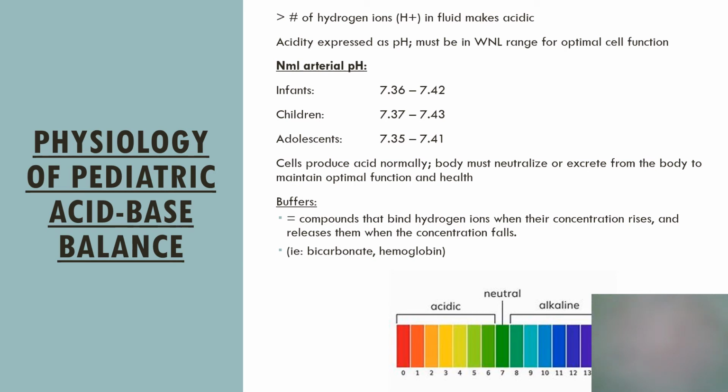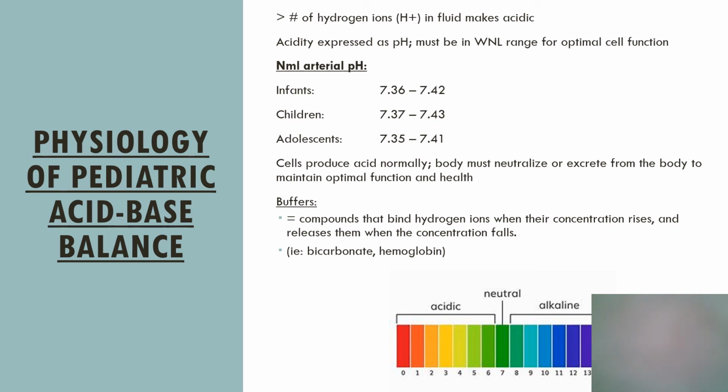You can see that our arterial pH varies depending on the age of the child. They are all in the same range of approximately 7.35 to 7.42 or so, generally in that range with slight shifts as we age. Cells in our bodies also, on a normal daily basis, produce acid, and so our body must work using its various different systems to neutralize the effect of the acid that is being produced.